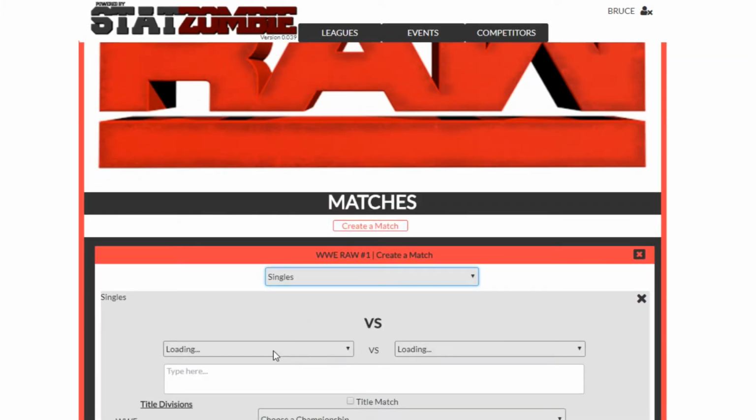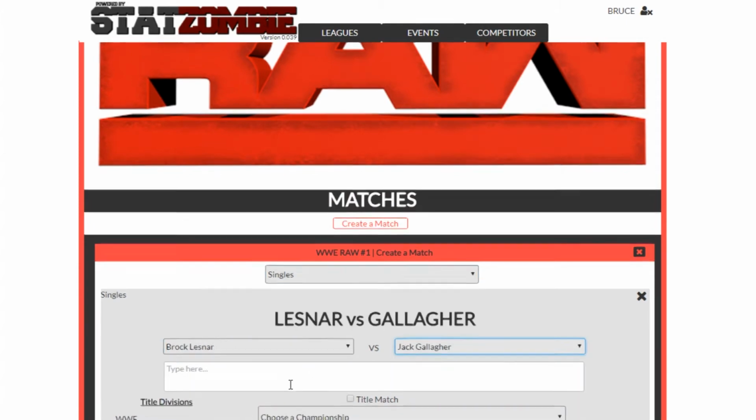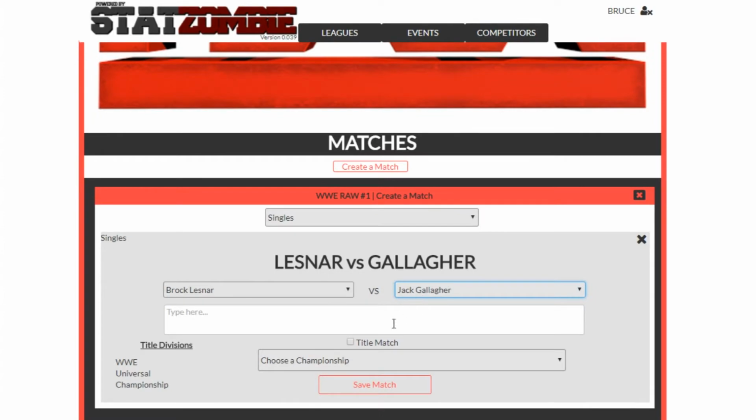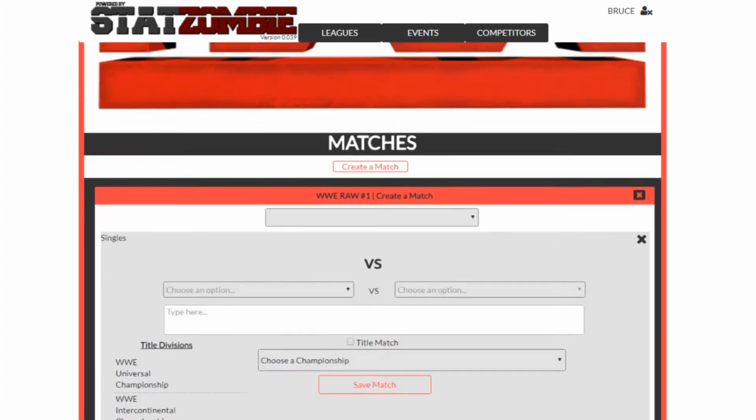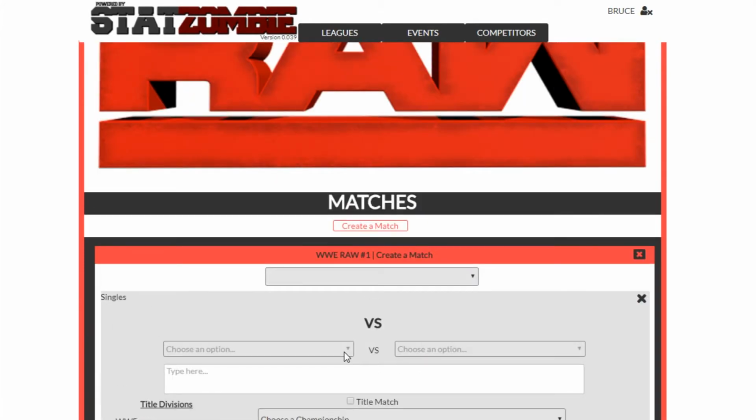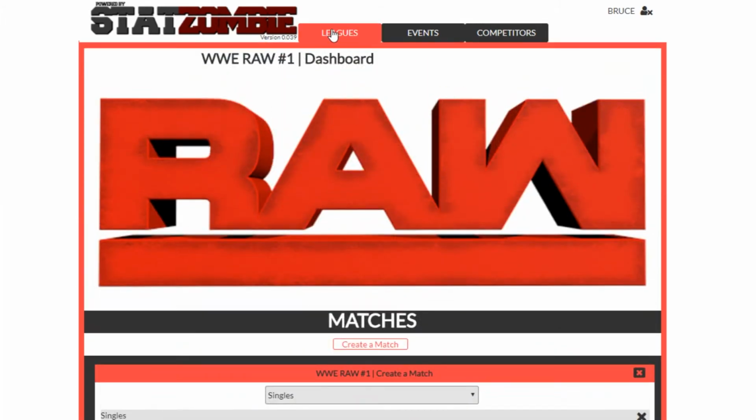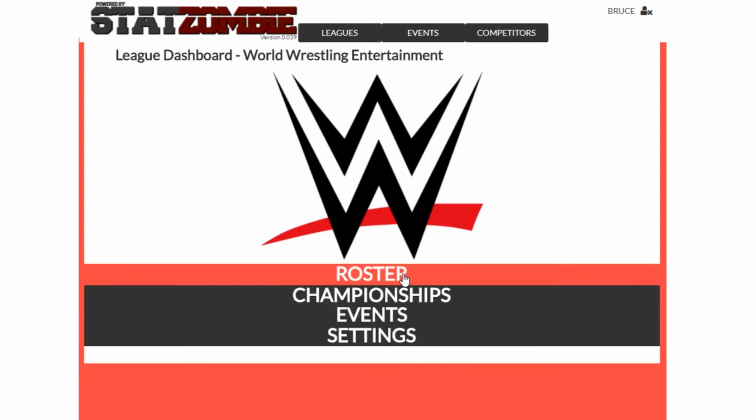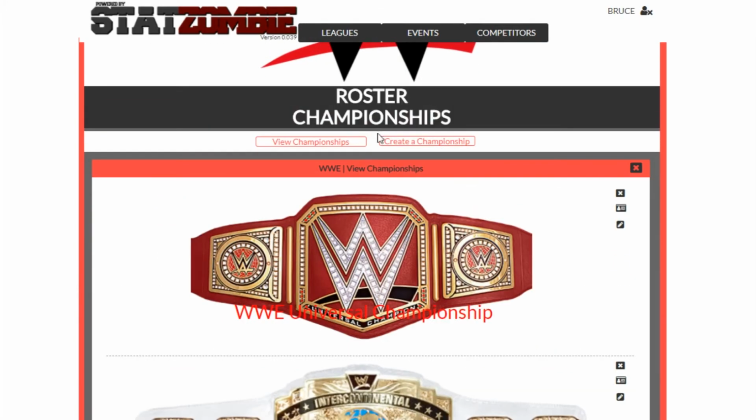Here you're going to be able to start setting up your show. The first match is going to be Brock Lesnar versus Jack Gallagher. I wonder who's going to win that. You can see that the title division is the WWE Universal title, our championship. That's because the only championship that both men are a part of is the Universal. And now the title division for women does not exist because I did not create a women's championship, so I'll do that now.